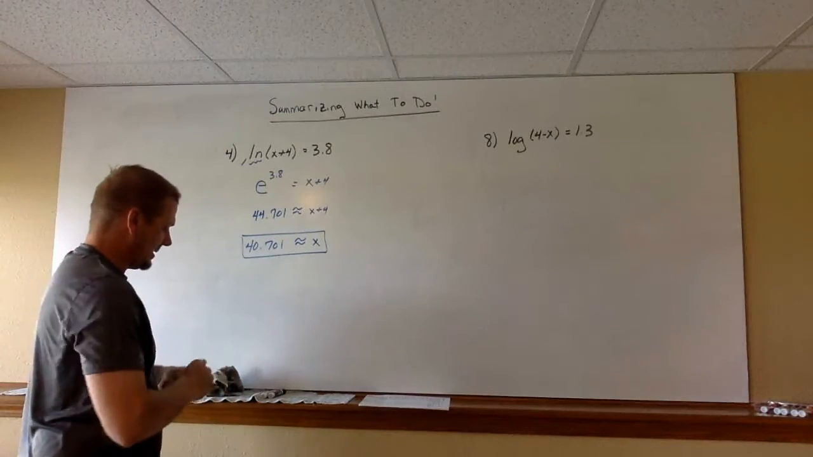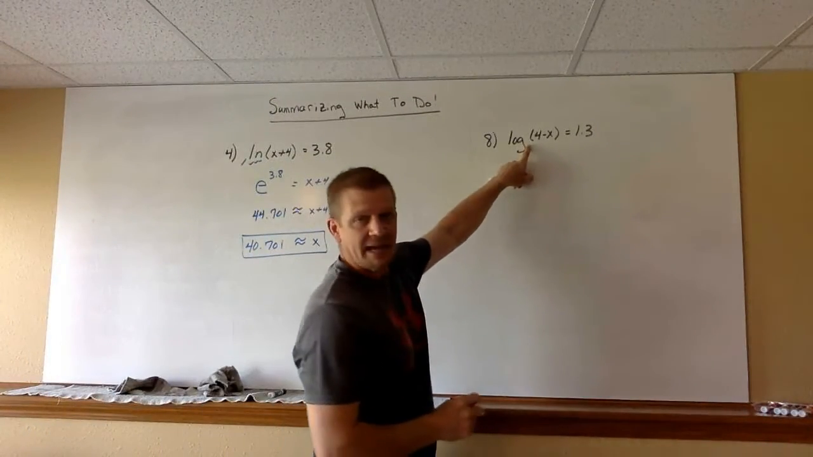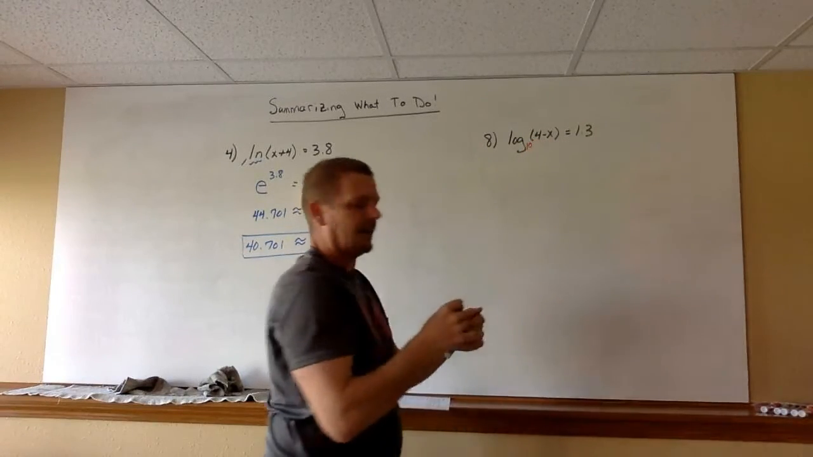Okay, last example I'm going to do on this page is number 8. The other thing, notice that's what I call a naked log. There's no base written on the log. Whenever that happens with a log, it's an invisible 10 sitting there, okay?